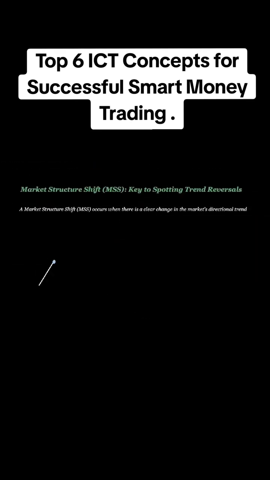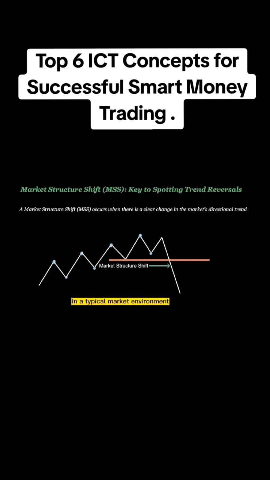Now, let's move to the next ICT concept, market structure shift. A market structure shift occurs when there is a clear change in the market's directional trend. In a typical market environment, prices follow trends moving either upward or downward, creating higher highs and higher lows in an uptrend or lower highs and lower lows in a downtrend. When this pattern breaks and the market changes direction, it's referred to as a market structure shift.